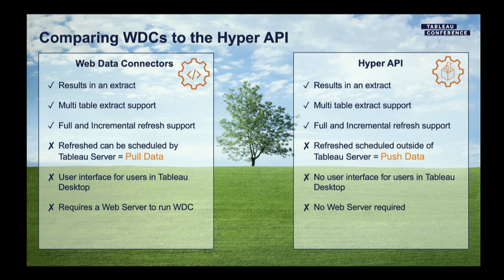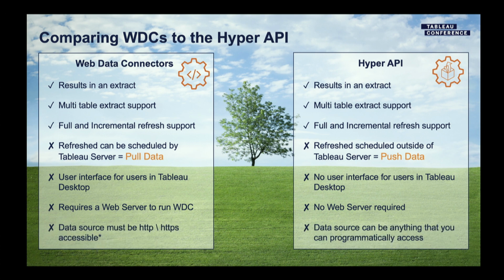The WDCs are going to need, as we mentioned, a web server. You don't need a web server with our Hyper API. And then finally, the data sources that you want to access would, for the most part, be over HTTP or HTTPS for the WDCs. And on the Hyper side, you can access any data you want programmatically.